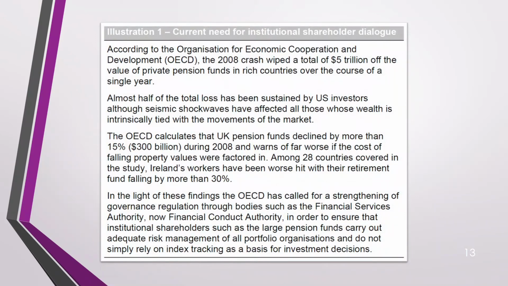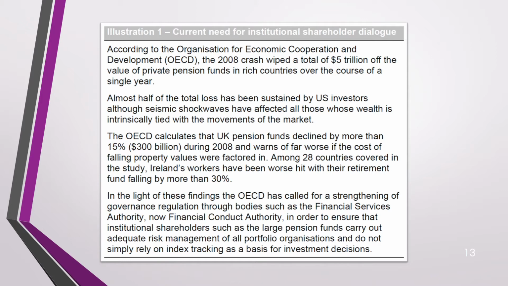So, to understand better why institutional investors are so important, let us go through this illustration. This is according to the OECD, the Organization for Economic Cooperation and Development. They told that in 2008, I'm sure all of you know what happened in 2008, the financial crisis, right? The credit crunch, where everyone suffered, the world suffered. So in 2008, the crash wiped out a total of how much? $5 trillion, such a big amount, of the private pension funds in rich countries.